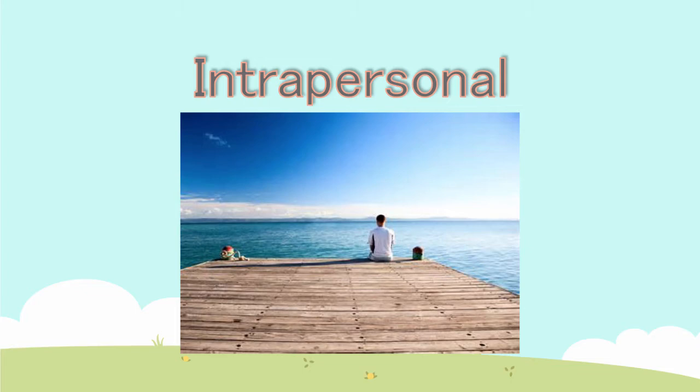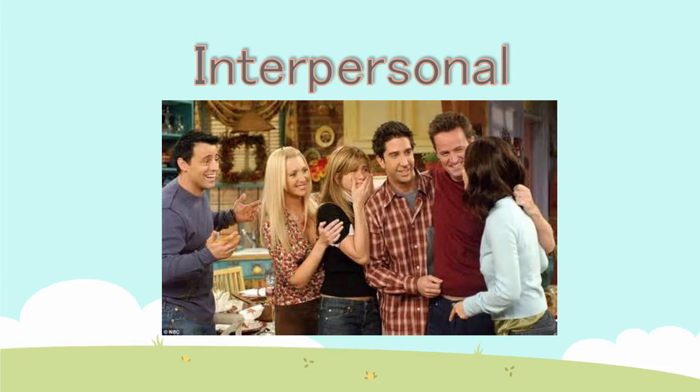The opposite of this is the interpersonal intelligence, which are the people who work best in groups and interacting with others. So this type of learner is sociable, outgoing, and very people-orientated. They enjoy working in groups and interacting with others helps with their learning process.